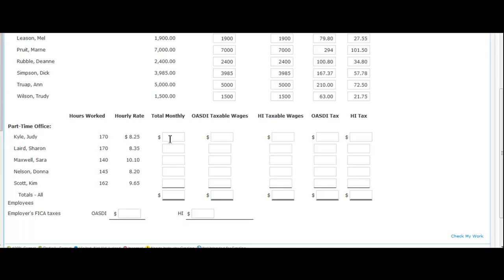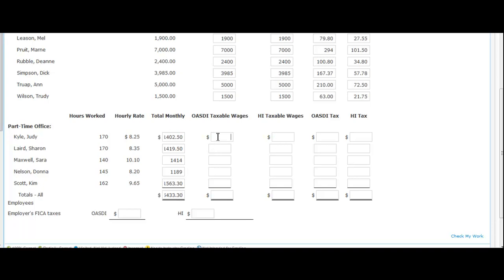So the first one would be 1,402.50. Then we have 1,419.50, 1,414, 1,414, 1,189, 1,563.30, and then the total is going to be 35,433.30, and that's all of our wages from this whole column.